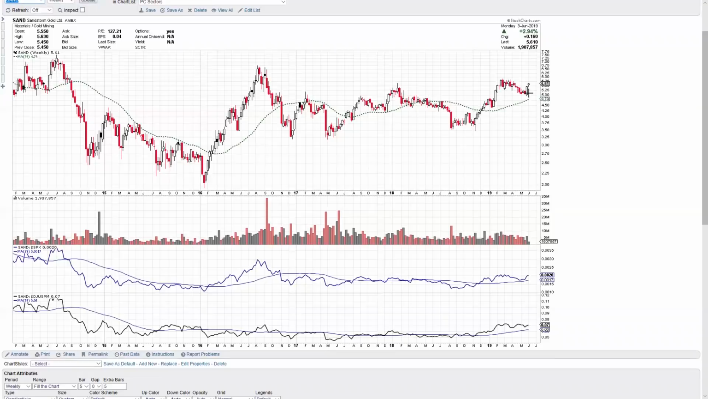You can see a pivot occurring in Sandstorm, and it is above its early 2018 highs. This looks very constructive, looks like a completed base. Relative strength to its industry group is rising. It's pulled back, and now it's attempting to turn on a relative strength basis to its peer group.